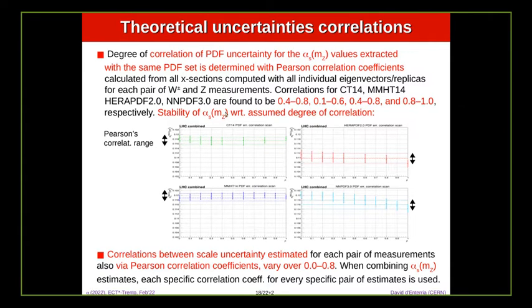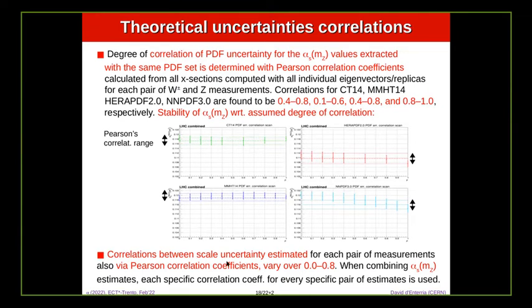In order to check the stability of alpha S with respect to the assumed degree of correlation, we arbitrarily took 0 correlation or correlation 1, sorry, for the PDF uncertainty, and we derive alpha S values, and you see here that it does not change much. This is the Pearson correlation range determined for CT14. This is for HERA PDF, MMHT, and NNPDF.